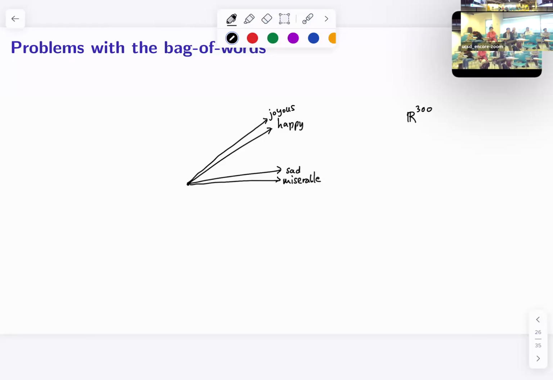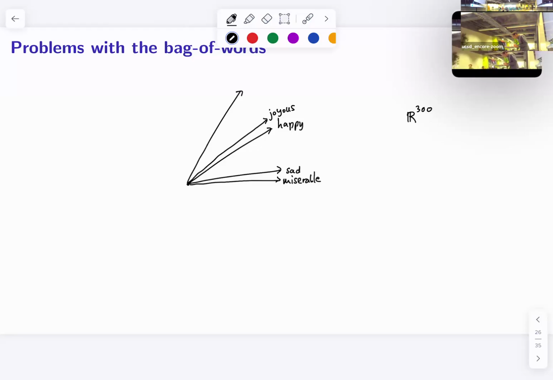Okay, so here's a question on Zoom. What about words that have different meanings based off of context? Okay, so the question is that some words have different meanings based on the context. For example, chip could be potato chip. It could be chip on your shoulder. It could be computer chip. Chip off the old block.